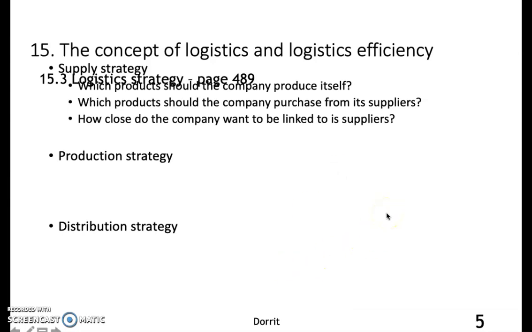Which products should the company produce itself? Which products should the company buy from its suppliers? And how closely does the company want to be linked to its suppliers? These are some of the questions that we need to answer when we talk about logistics.